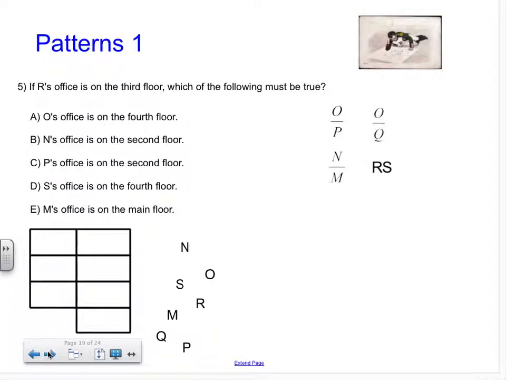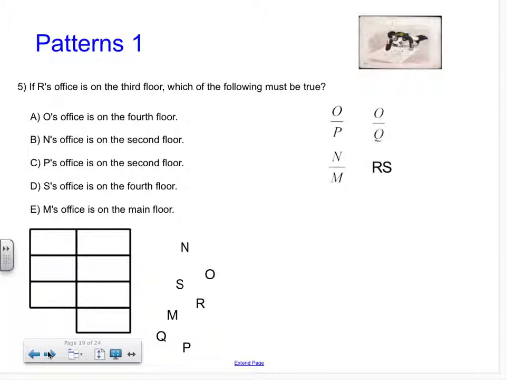Please take a moment to read through question 5. Press pause, and when you are ready to continue, press play. We will continue. Let's take a moment to read through question 5 together.